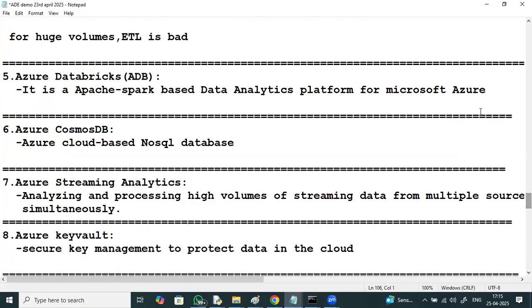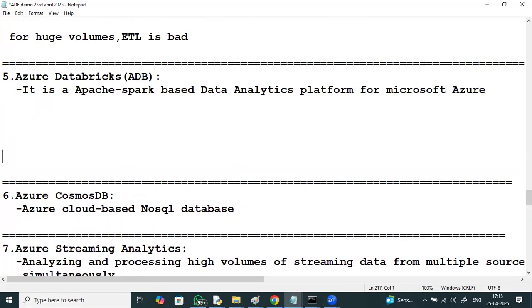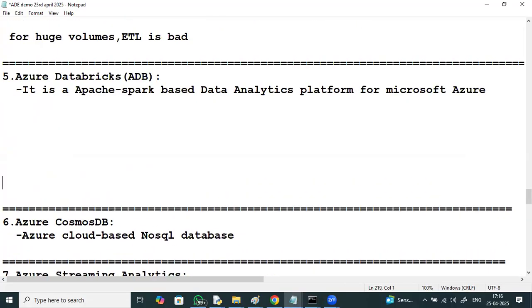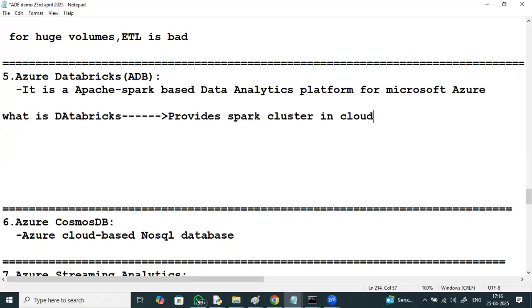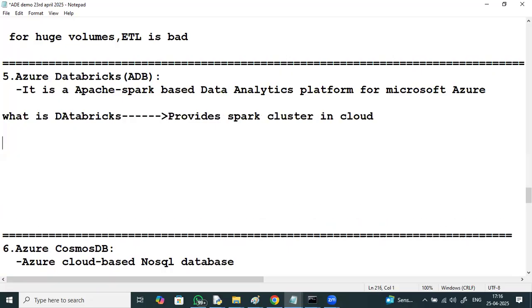So my discussion will be on Databricks. Azure Databricks is the most important component in Azure data engineering, mostly used. What is Databricks? It provides a Spark cluster in cloud.